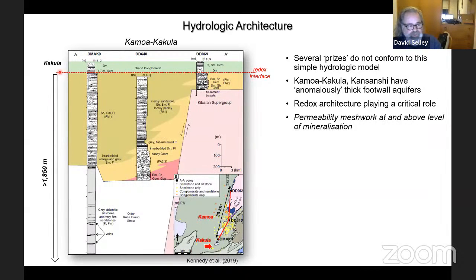And we have several lines of evidence, which unfortunately I can't present in this forum, but they indicate that also contributing to the localisation of mineralisation is leakage along the margin of this graben. So vertical leakage through the redox interface and into the hanging wall. So in addition to understanding the hydrological architecture of the footwall, we must also consider the permeability meshwork at and above the level of mineralisation.